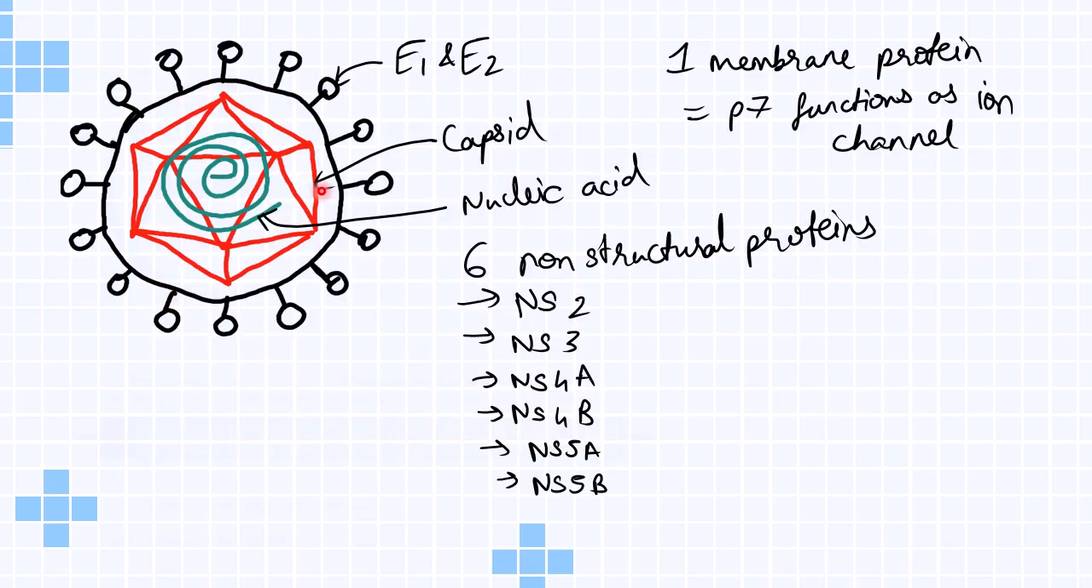This is a simplified diagram. The circle you see is the envelope, and on the envelope we have E1 and E2 glycoproteins. Inside the envelope we find capsid, and inside capsid we have nucleic acid. Please note one membrane protein, which is known as p7, that functions as ion channel. We also have 6 non-structural proteins. The names are NS2, NS3, NS4A, NS4B, NS5A, and NS5B.